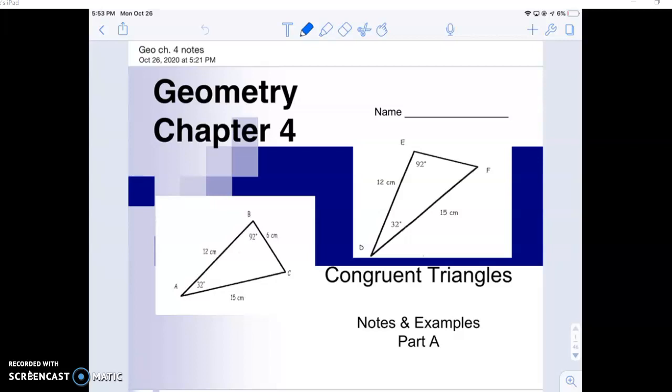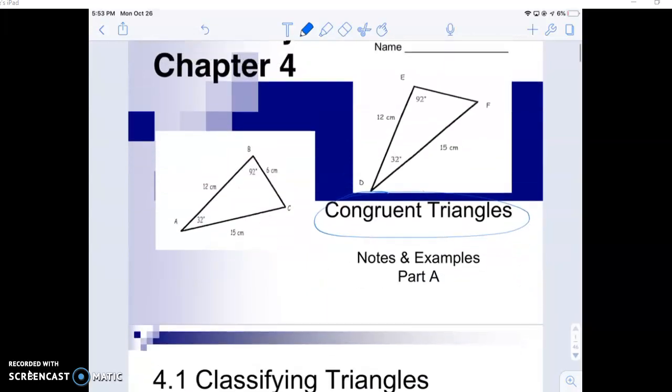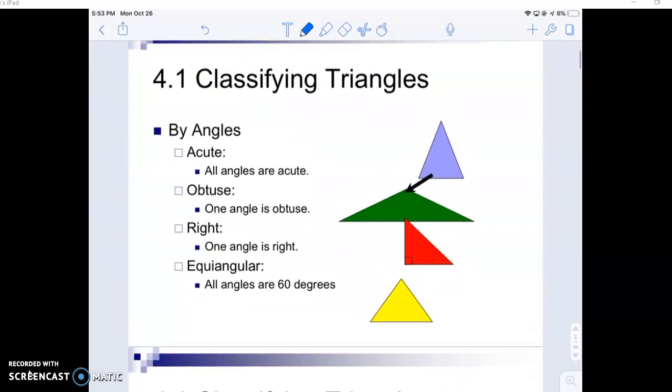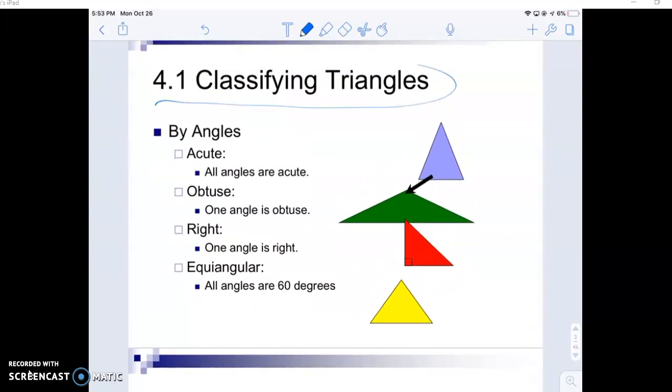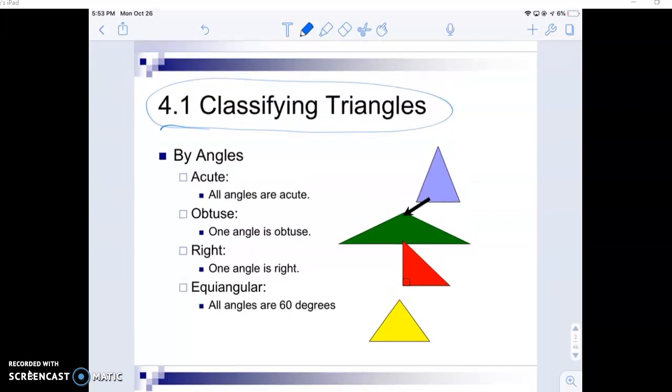Chapter 4 is all on what's called congruent triangles. Chapter 4 is talking a lot about triangles, and what we get into is how we can prove that they're congruent. Remember, congruent means the same. So the first lesson is all about classifying triangles, where we're going to talk about different vocabulary for triangles and all that. It's going to be a good lesson.